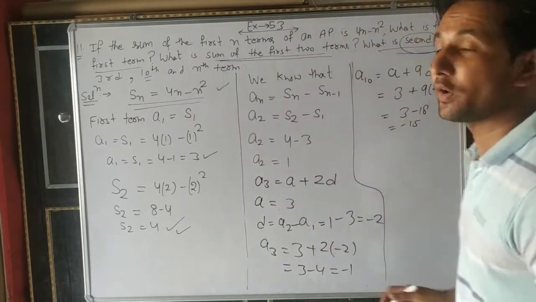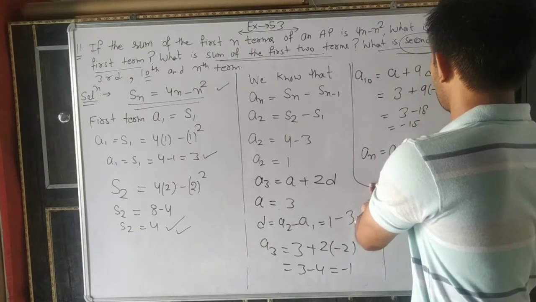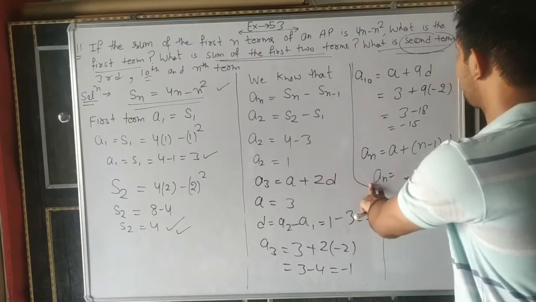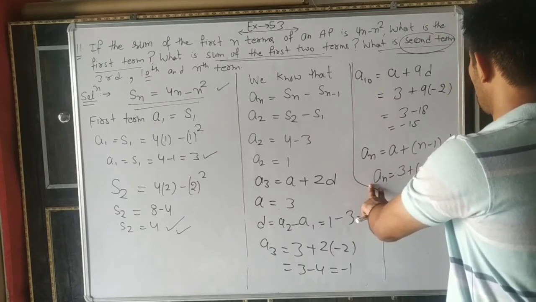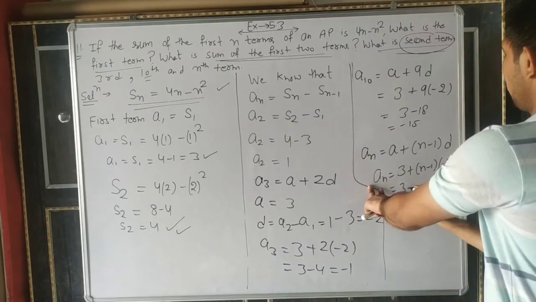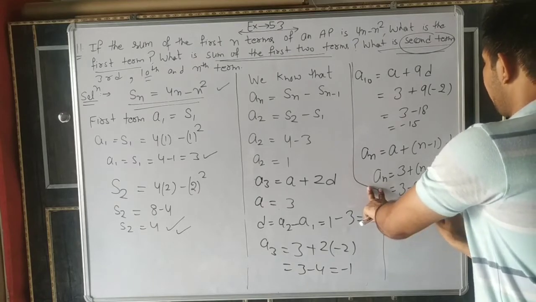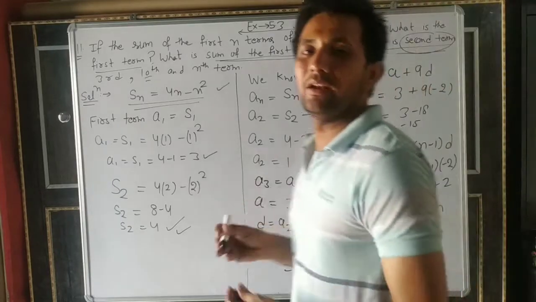We want to find the nth term. So how to find the nth term? An is A plus n minus 1 into D. So An equals A is 3 plus n minus 1 into minus 2. So solve it. 3, negative into positive, negative, minus 2n plus 2. So what is it? 5 minus 2n. It is your answer. By any formula you can solve this question.